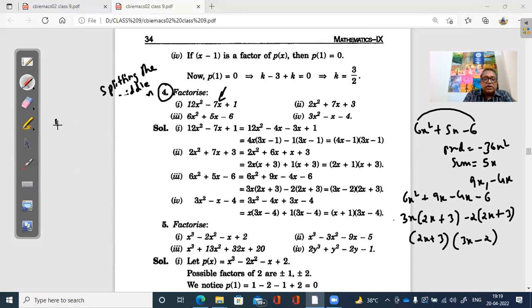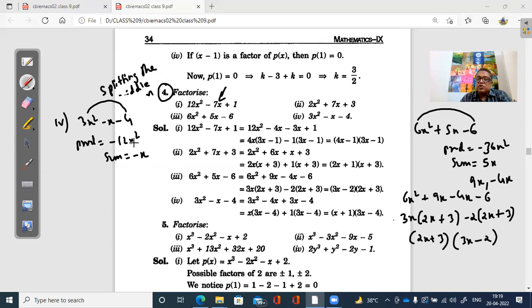Now we come to the fourth part. 3x square minus x minus 4. Multiply the first and the last term. The product is 3 into 4, minus 12x square. When you add, you have to get the number at the center, that is minus x. So you have to think of two numbers which multiply to give 12 and add to give minus x.